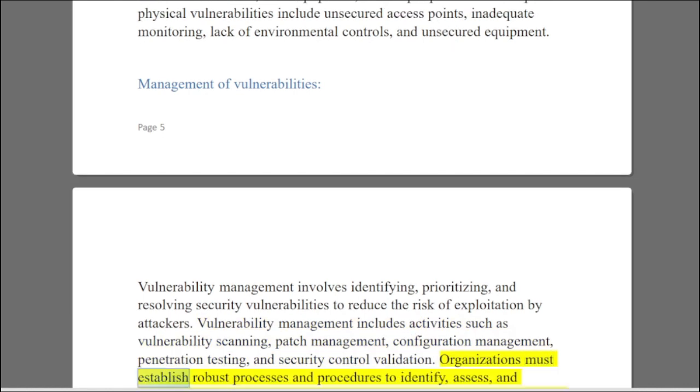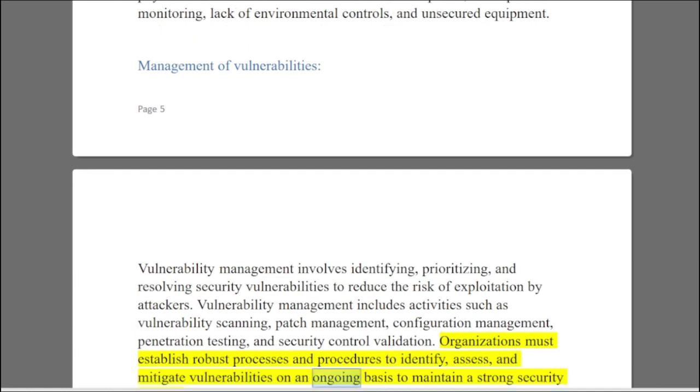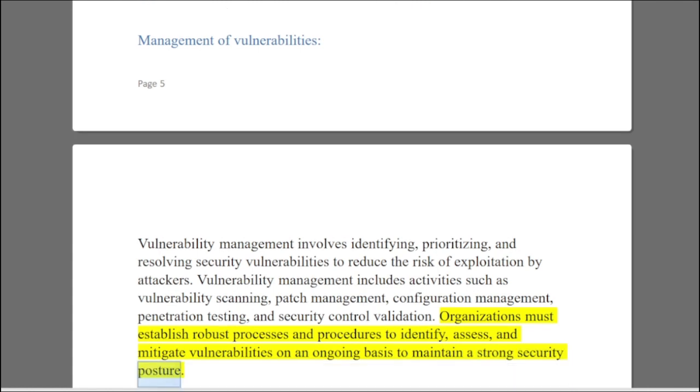Organizations must establish robust processes and procedures to identify, assess, and mitigate vulnerabilities on an ongoing basis to maintain a strong security posture.